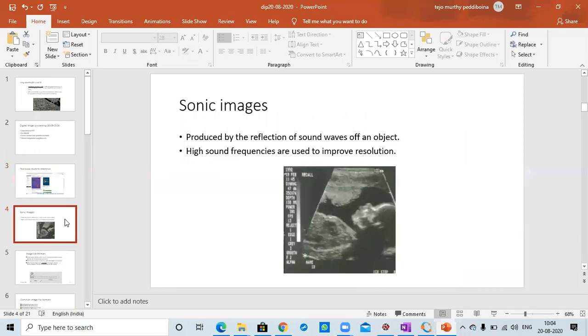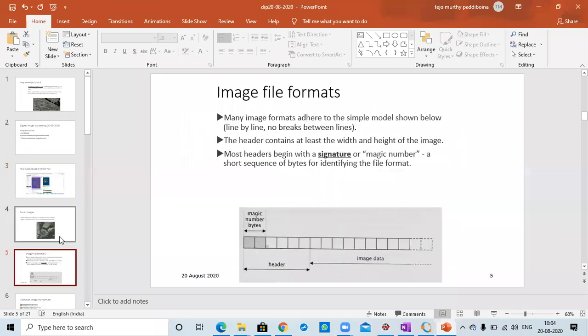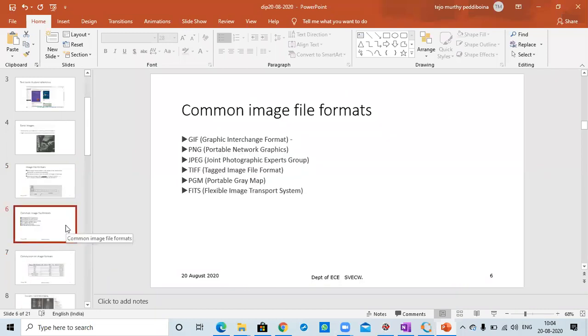Yesterday we discussed up to some infrared images. Now let me explain the image file formats also. Yesterday we discussed these things, and there are different file formats like GIF, PNG, JPEG. Somebody asked me yesterday whether JPEG and .jpg are different; both are similar only. The fourth one is TIFF, tagged image file format, or PGM, portable gray map, and FITS, flexible image transport system.